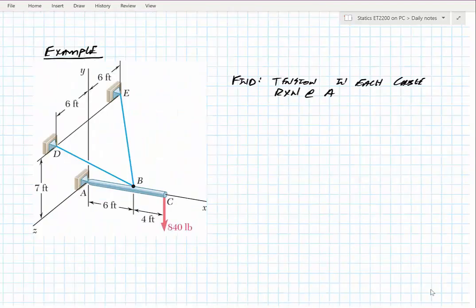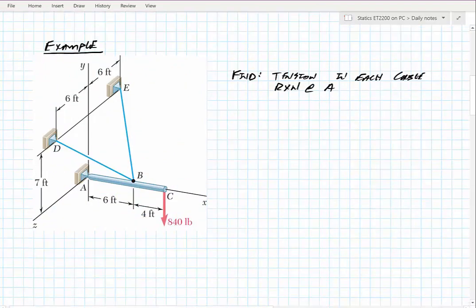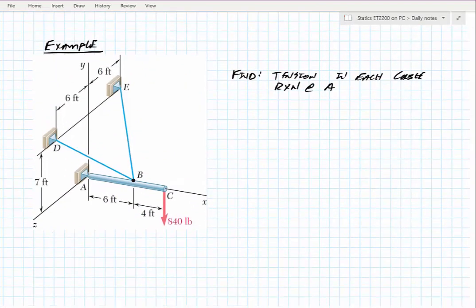Okay, so here's our example. What I have is this boom sitting out, attached at A with some kind of pinned connection, and then I have C pushing down with 840 pounds. I have 2 different cables holding it up. I have tension in BE, and I also have another tension in BD. And we said the first step was to put these forces into component form.